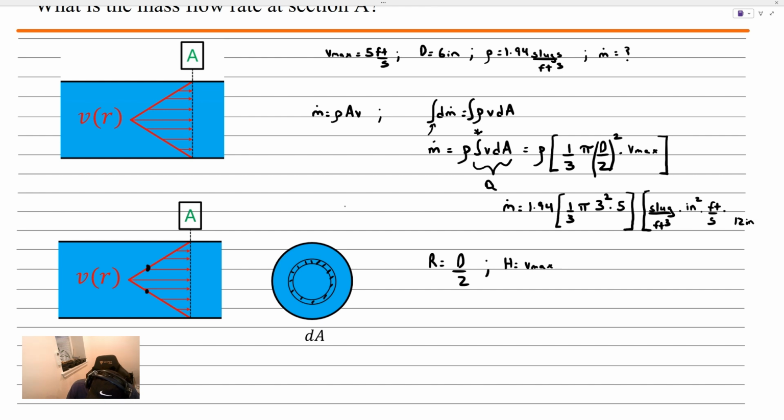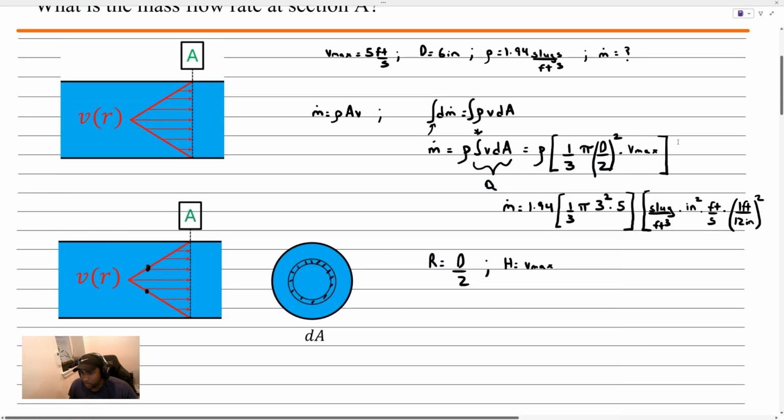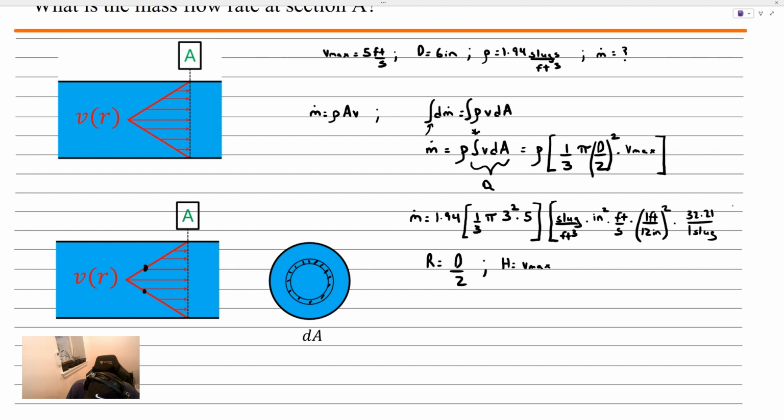And we know there's 12 inches in a foot. Go ahead and square that side. We get rid of all those inches. Now, if you recall from those choices, all the choices are in pounds per second. If we're looking for pounds per second, we need to convert this slug into pounds. In one slug, there is 32.2 pound mass.